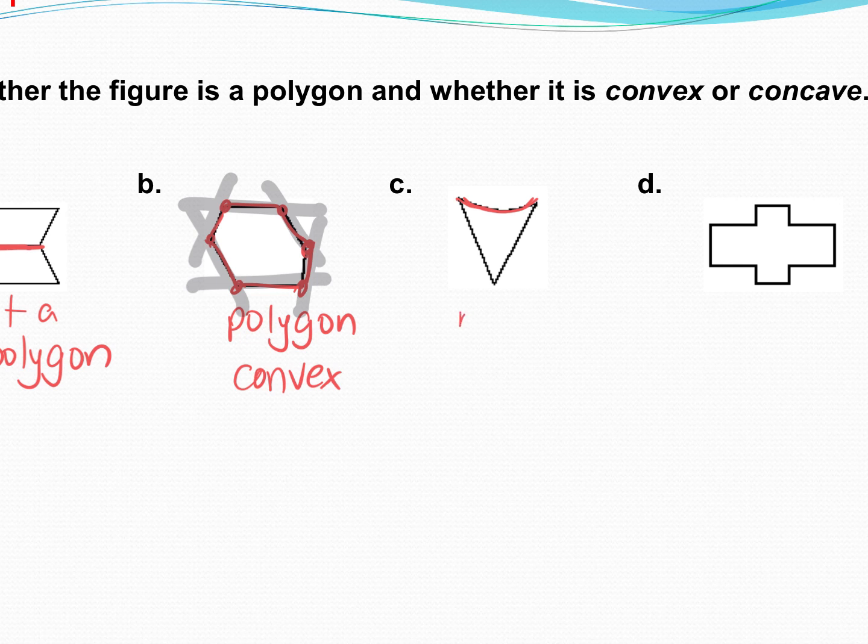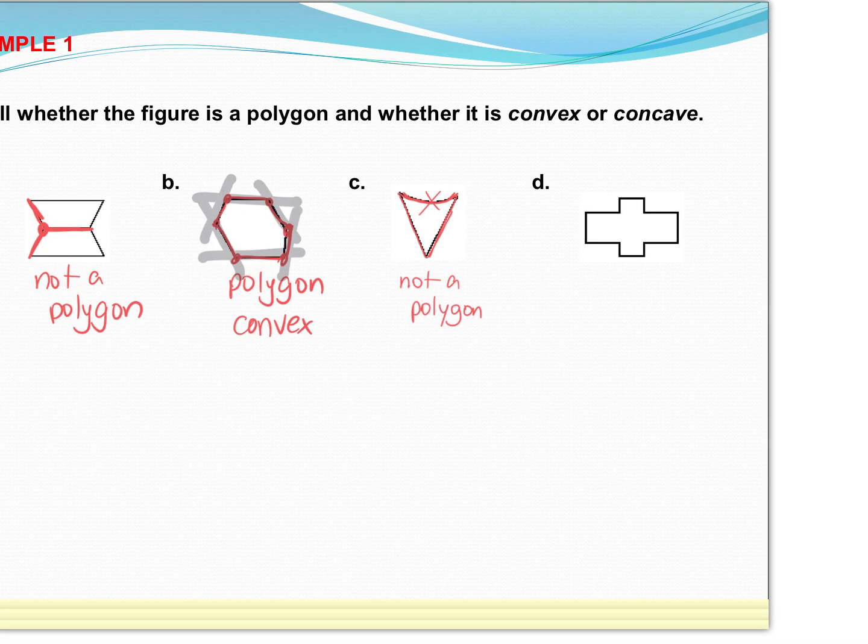And so I know that this is not a polygon. A polygon has to have line segments as its sides, and this is not a line segment, okay? And then my last one, I have this cross-looking shape here. And I know that it's definitely a polygon.